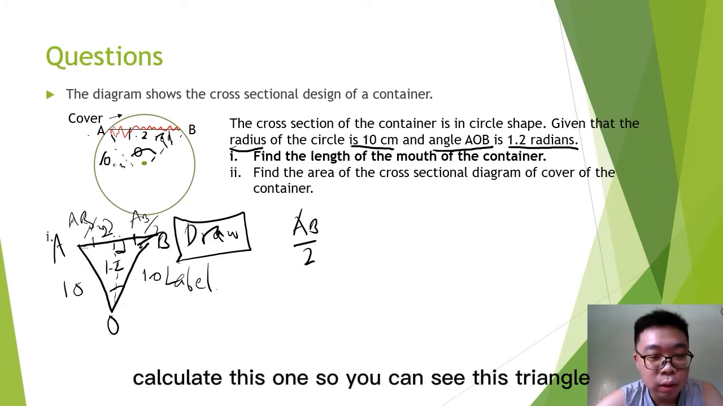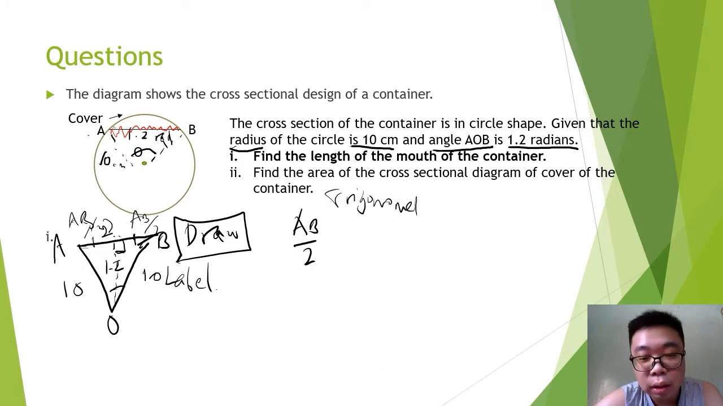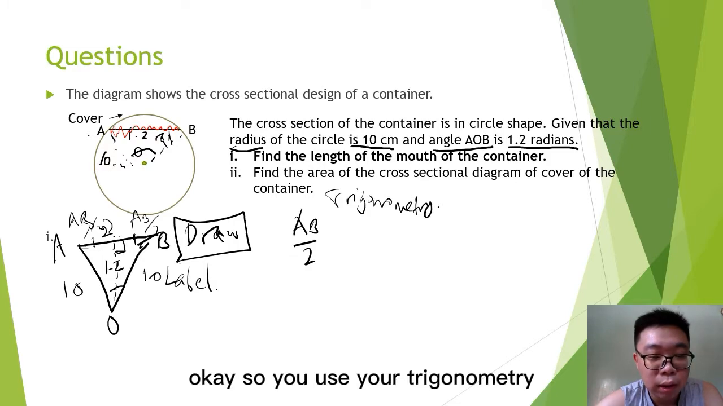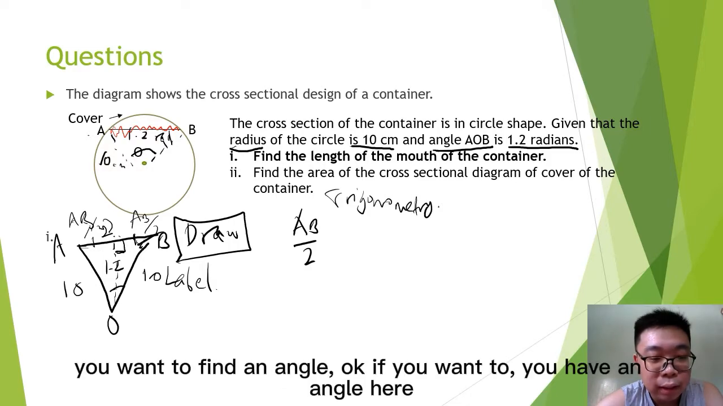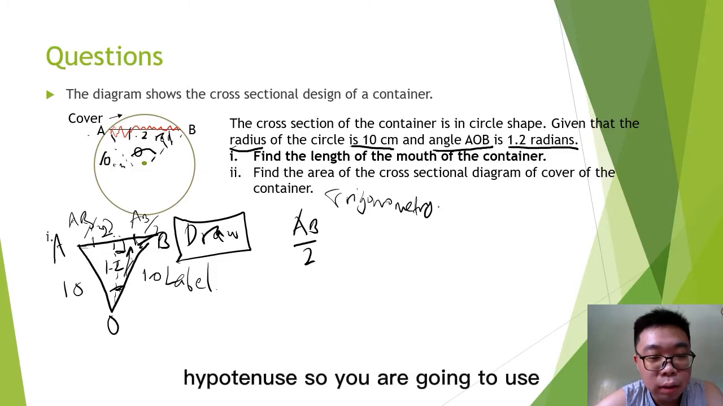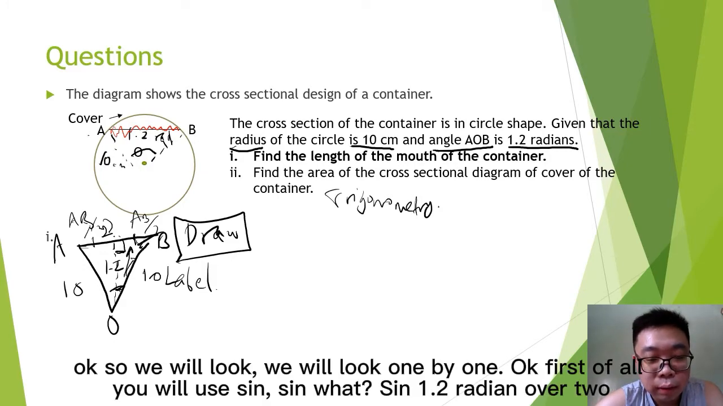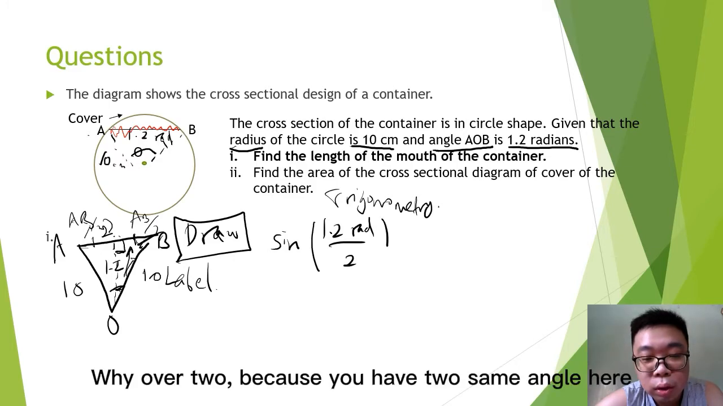Okay, so now we are going to calculate this one. You can see this triangle, you use trigonometry. When you have an angle, you want to find the side. This angle, you can see, is opposite over hypotenuse. So you are going to use sine. Okay, so we will do one by one. First of all, you will use sine. Sine what? Sine 1.2 radian over 2. Why over 2? Because we have two same angles here.